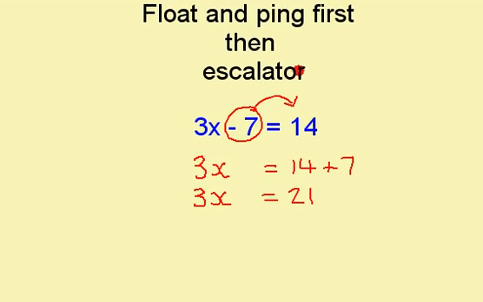I now need to do escalator. The 3 goes down the escalator, so I've got x equals 21 over 3, and 21 divided by 3 gives me 7, so x equals 7.